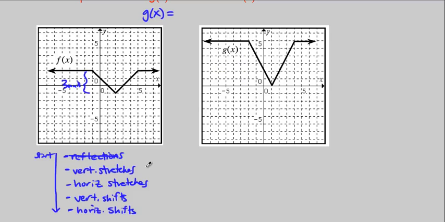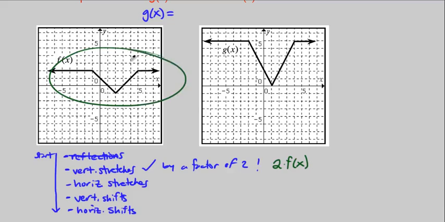I'm going to erase this so it's not in the way. But we do have a vertical stretch, and we have it by a factor of 2, right? So let's go ahead and draw that in, and also label how that's going to be written. Because if we start at f of x, stretching it vertically by a factor of 2, remember, it just means to go ahead and place a 2 in front of f of x.